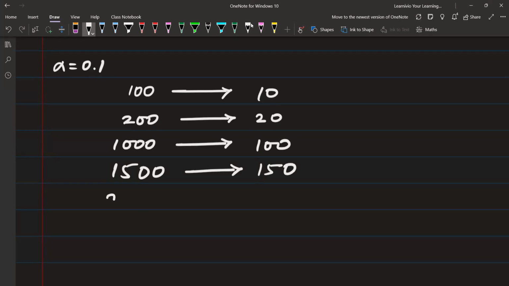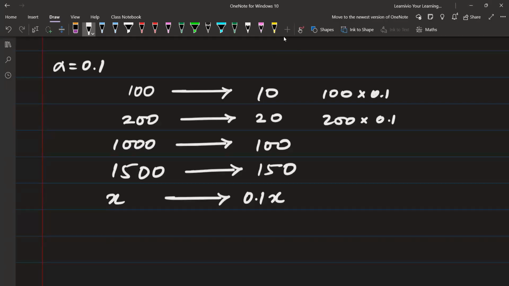So if I have x, then how many will dissociate? 0.1x. Make sense, everyone? Yes or no? Yes, sir. That's what is happening. If I have 100, then it is 100 into 0.1. If I have 200, it is 200 into 0.1, and that much is dissociating. This gives you an idea of how it is coming. If I have 1000, then 1000 into 0.1. If I have 1500, then 1500 into 0.1. Now, that's the same thing we are going to use.